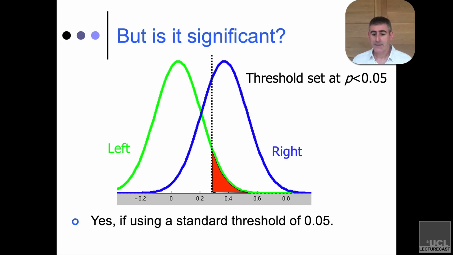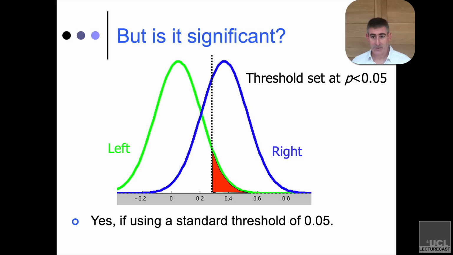But what that means is, in this particular case, the peaks of the left and the right are separated. So yes, there is a significant difference between them. But of course, there's still a part of that green curve, the left-hand curve, that is to the right of that threshold, which means that there is, in this case, a 5% or 1 in 20 chance of accepting that there's a real difference when there isn't, when it just occurred by chance.